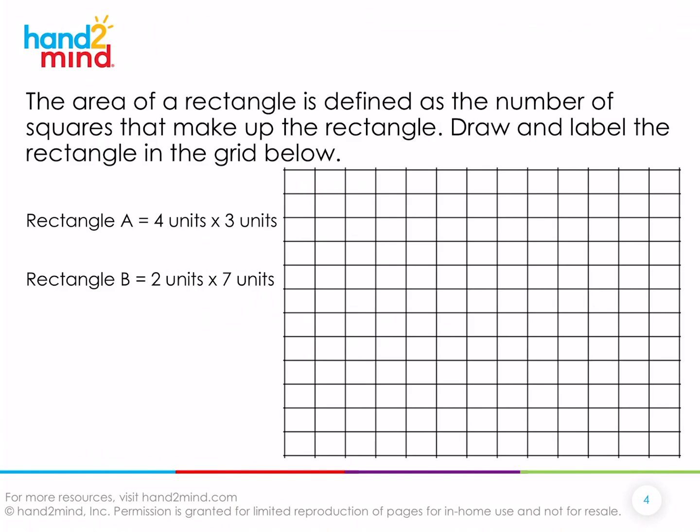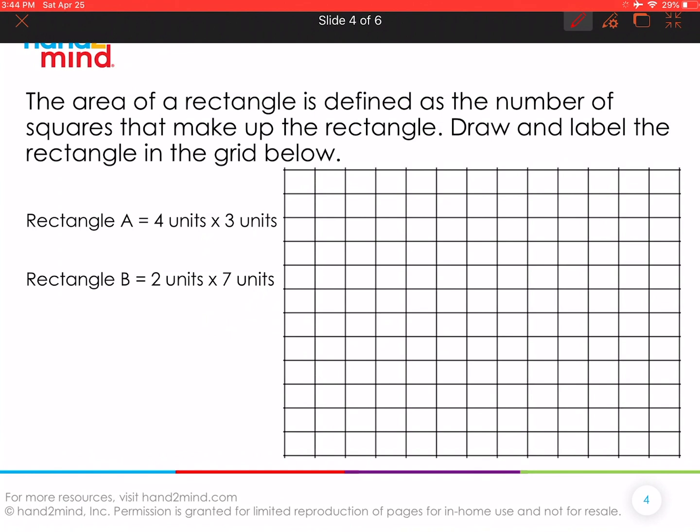So in our next example, it says the area of a rectangle is defined as the number of squares that make up the rectangle. Draw and label the rectangle in the grid below. So first, let's look at rectangle A. It says rectangle A is 4 units by 3 units.